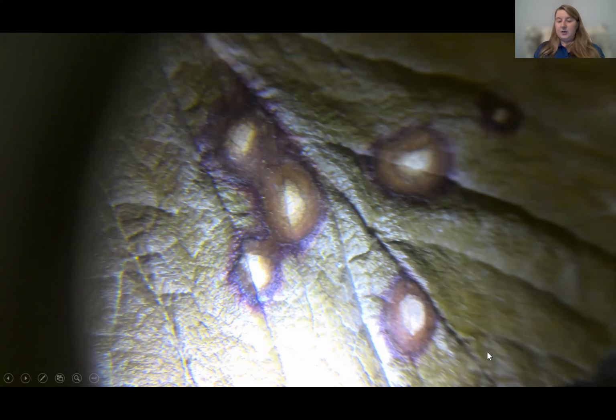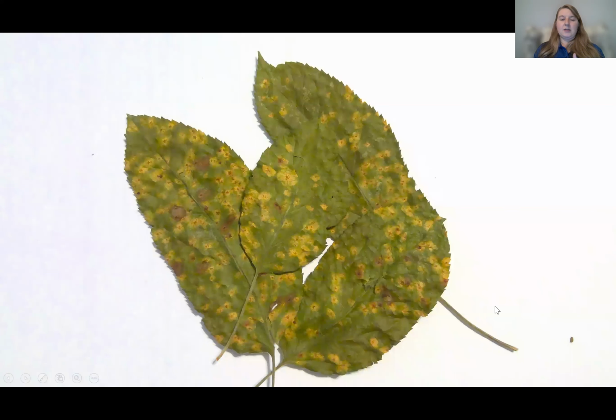All right. So next we're going to talk about a disease that is very common. We see this a lot. This is called cedar apple rust. And this particular disease is a little bit more complex than some of the other ones. It is a fungal disease. And what you're looking at here are some leaves from an apple tree.